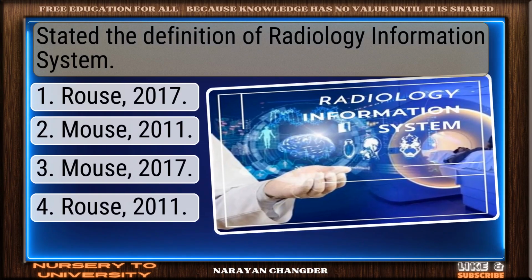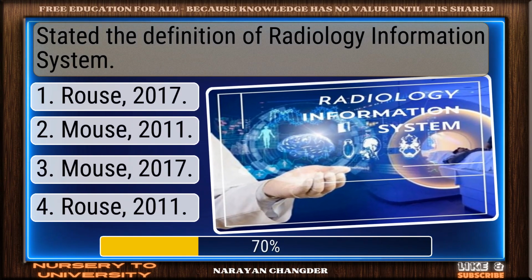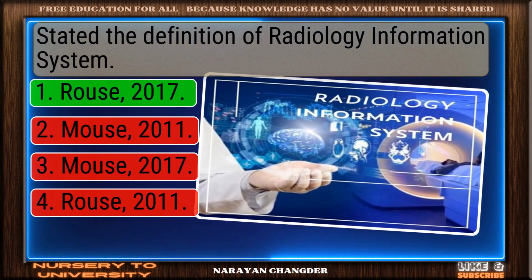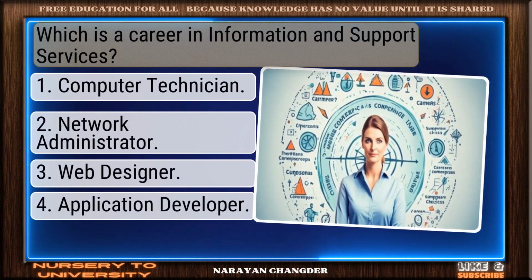Stated the definition of radiology information system. Well picked. RIS 2017 is correct. Which is a career in information and support services?